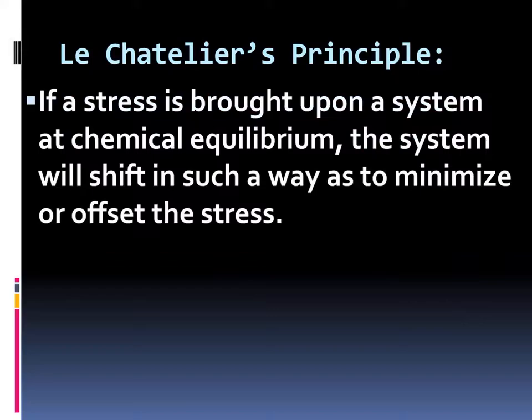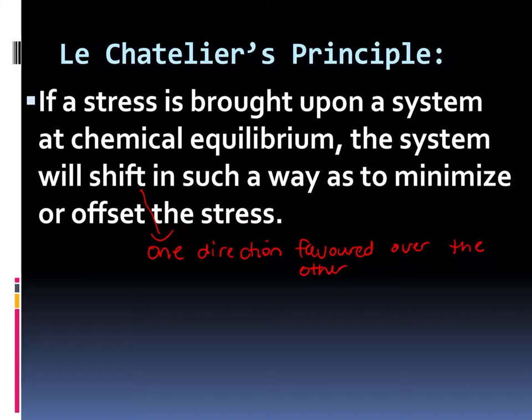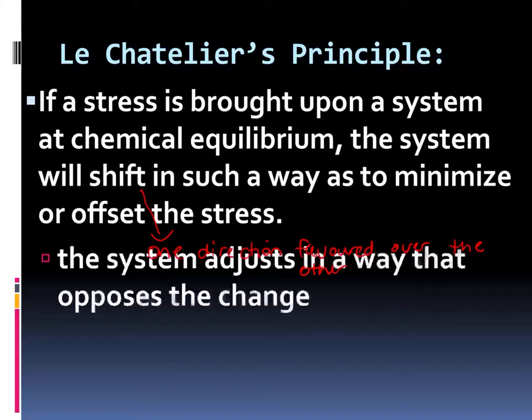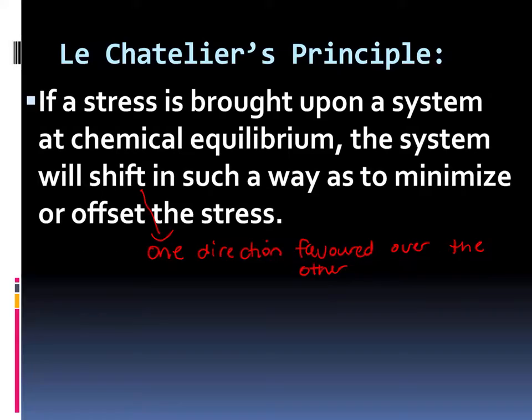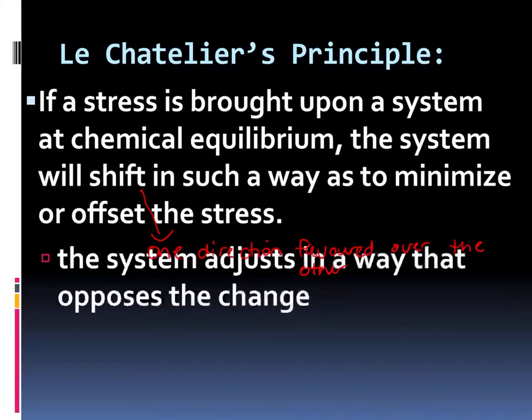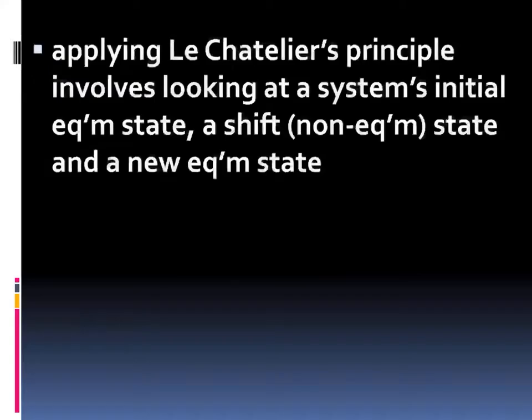Okay, so Le Chatelier's principle by definition means that if a stress is brought upon a system at chemical equilibrium, the system is going to shift to minimize or offset the stress. Shift means like one side favored over the other. So the system is going to adjust in a way to oppose the change. For example, if you stay up all night, and that's a stress, what does your body want to do? It wants to go to sleep. So it's going to adjust in a way that opposes the change.